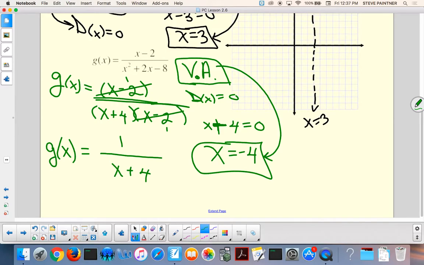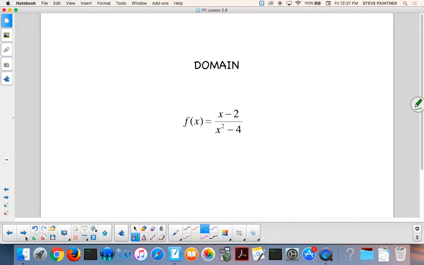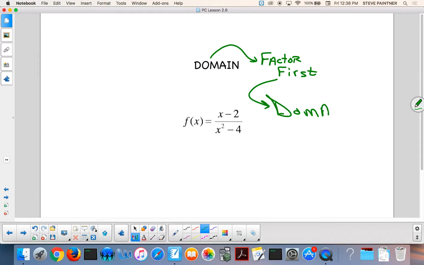Okay, all right, next. Give me the domain of your function. This is the first question I ask you on every problem. What's the domain of your function? Now, if I were you, I would factor it first, then give the domain. So what's the domain after you factor?